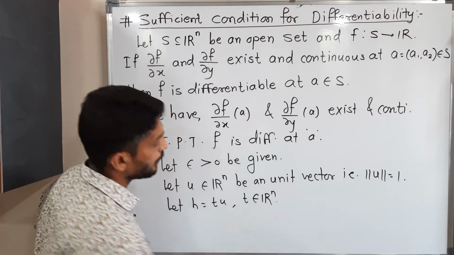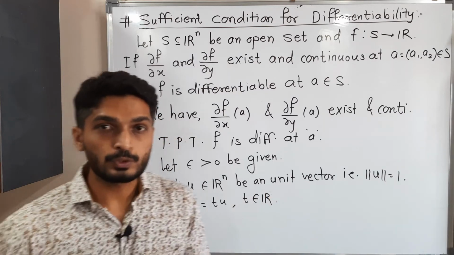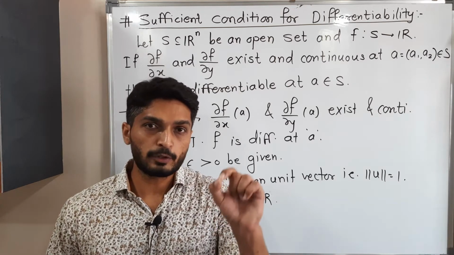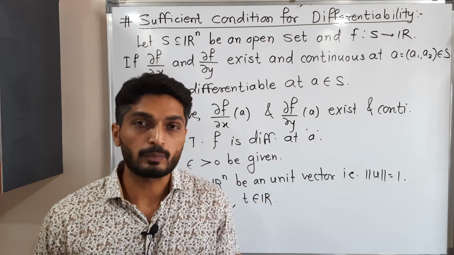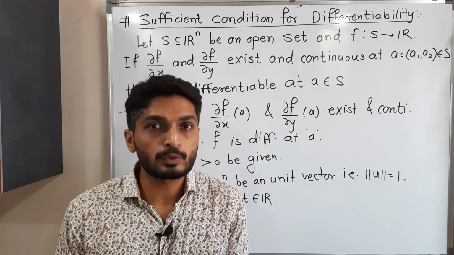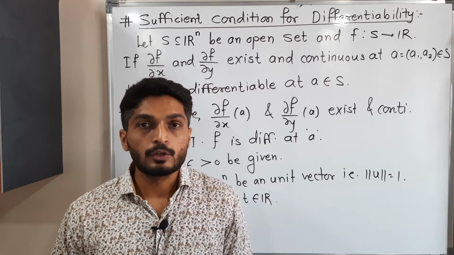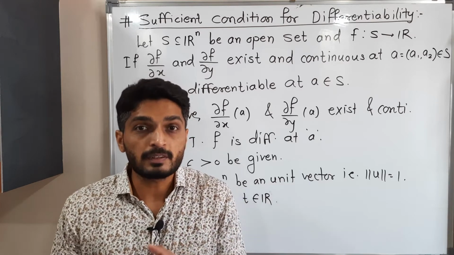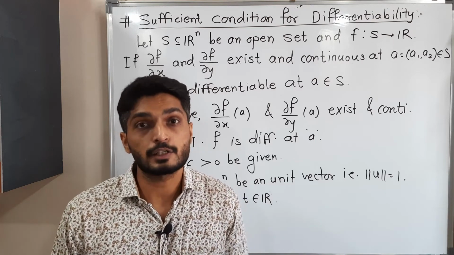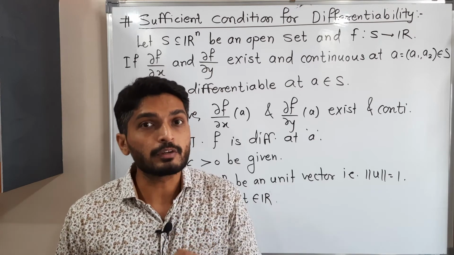So what we have done? We have selected u, which is a unit vector. I multiplied u by t, where t is a real number, and we got h. What is our target? Our target is to prove that f is a differentiable function. When we say a function is differentiable, if it has a linear transformation T, we call it the total derivative. So that T I am going to define initially.